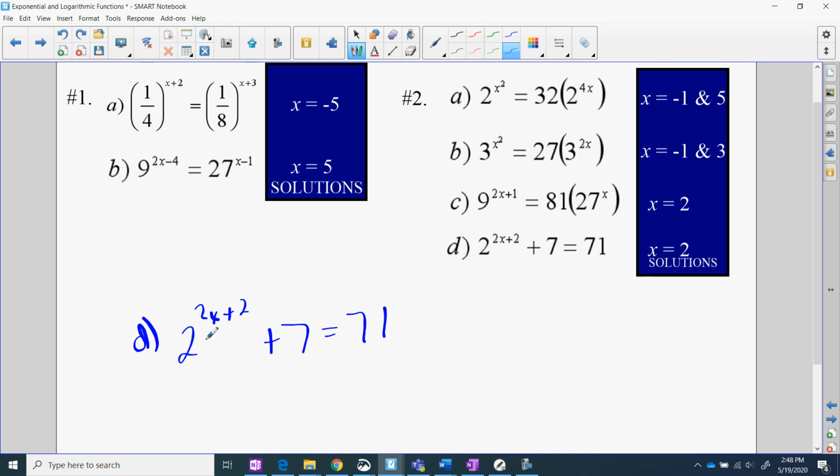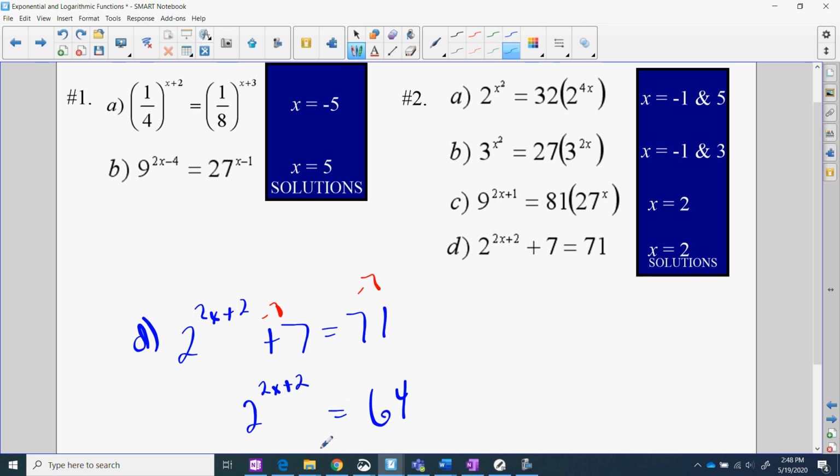If I leave this as it sits, I'm in trouble. But if I just cleverly make one little adjustment, which would be to take away 7 from both sides, you're going to end up with 2 to the 2x plus 2 equals 64. 71 minus 7 is 64. Now, isn't this a lot better?